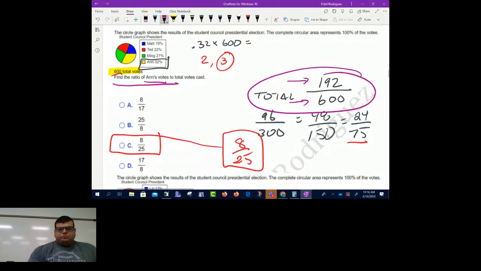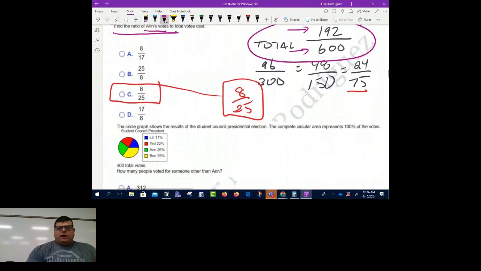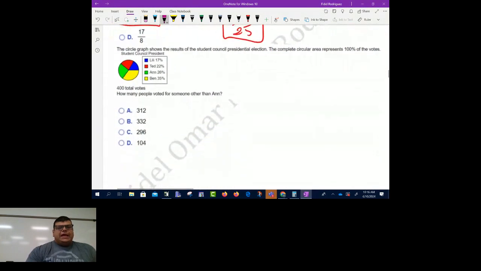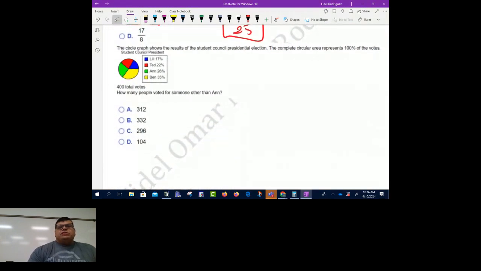Okay, so guys, look, I'm going to scroll down a little bit further. And again, I have another problem similar to the one we just did. It says the circle graph shows the results of the student council, the complete circular area, again, 100% of the votes. So look, y'all, first thing I noticed, we have a total of 400 votes. Okay, and it says, find how many people voted for somebody besides Ann.